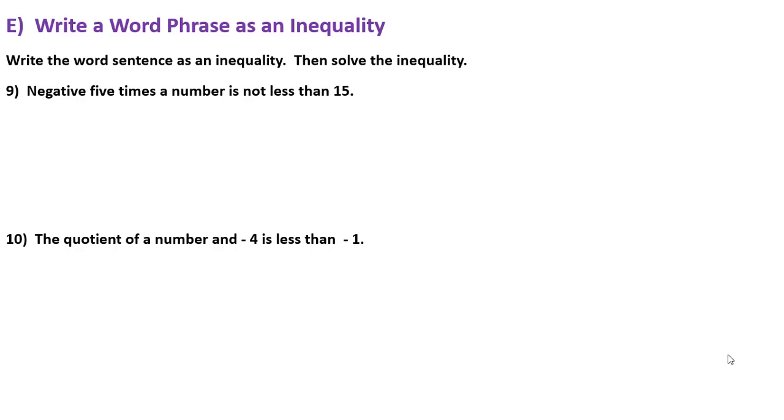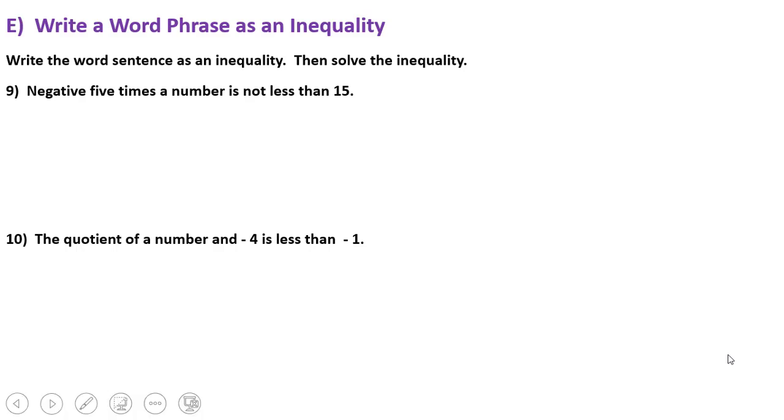This will be a short video, so let's get right to it. Writing a word phrase as an inequality. The directions say write the word sentence as an inequality and then solve the inequality. So number 9, -5 times a number is not less than 15.